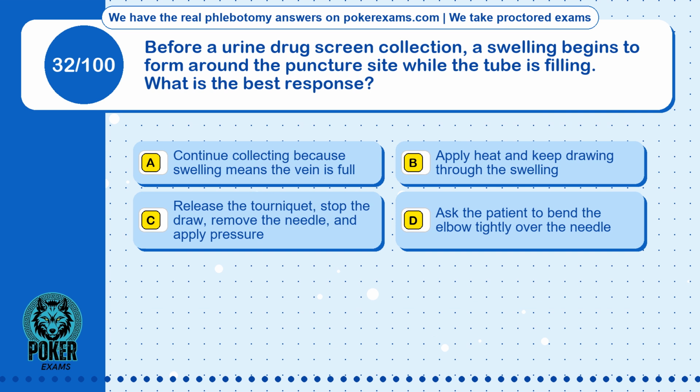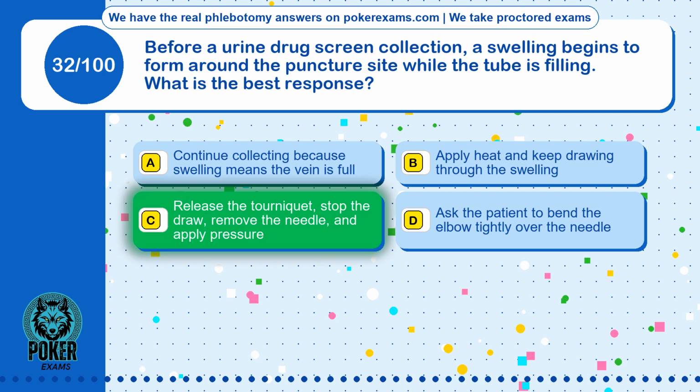Question 32. Before a urine drug screen collection, a swelling begins to form around the puncture site while the tube is filling. What is the best response? Option A. Continue collecting because swelling means the vein is full. Option B. Apply heat and keep drawing through the swelling. Option C. Release the tourniquet, stop the draw, remove the needle, and apply pressure. Option D. Ask the patient to bend the elbow tightly over the needle.